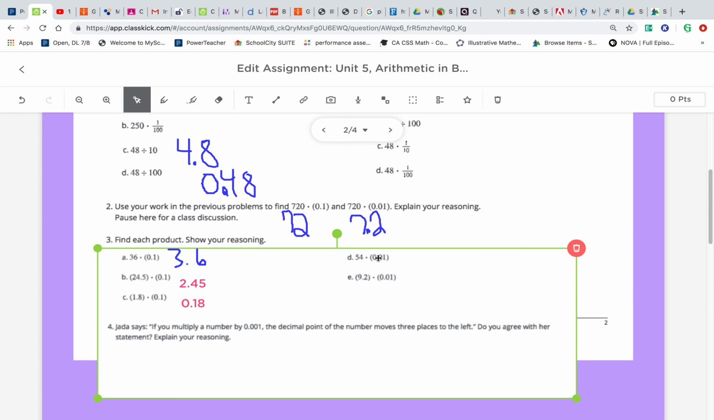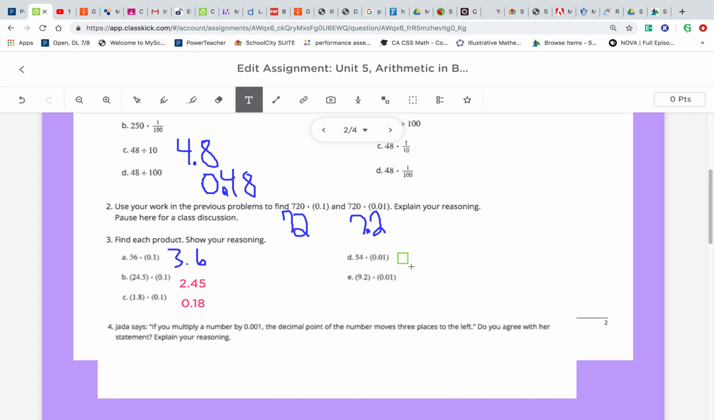For letter D, we're multiplying by 0.01. That's 1/100th. So that's the same thing as this, 1/100th, right? We write it as a fraction here, we write it as a decimal here, but they mean the same thing. They have the same value. So we're going to do them the same way. If you multiply by 1/100th, it's the same thing as dividing by 100, which means we need to move the decimal point in two places.